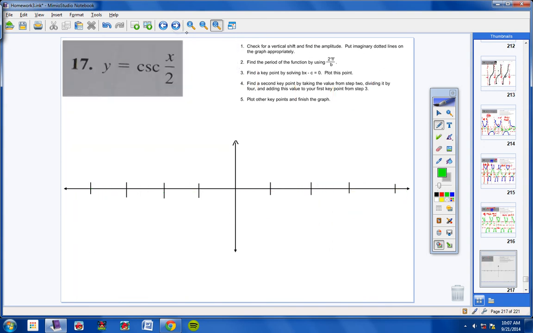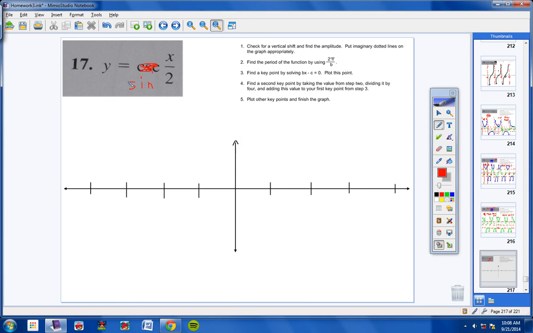All right, here we go. Number 17. All right, cosecant. Here we go. Now we're really going to try to pick up the pace now, students. Here we go. The reciprocal of cosecant is sine, and so we're going to check for vertical shifts. There's nothing being added or subtracted to cosecant or sine, so no vertical shift.